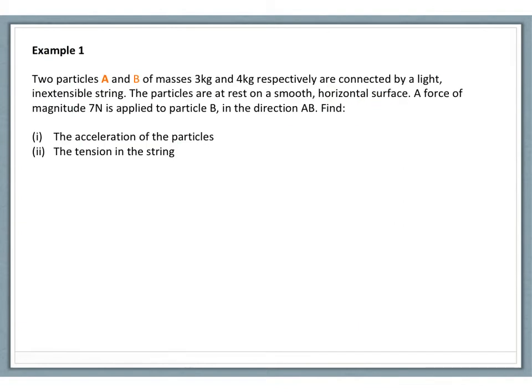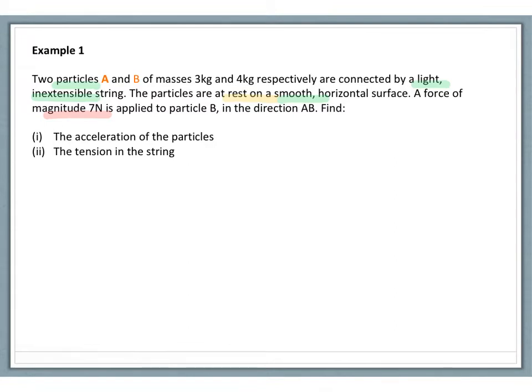Let's look at example 1. We have two particles, so here is our modelling coming into play, A and B, which have masses 3 kilograms and 4 kilograms respectively. They are connected by a light, inextensible string. The particles are at rest on a smooth horizontal surface. A force of magnitude 7 newtons is applied to particle B in the direction AB, and we have to do two calculations based on this.